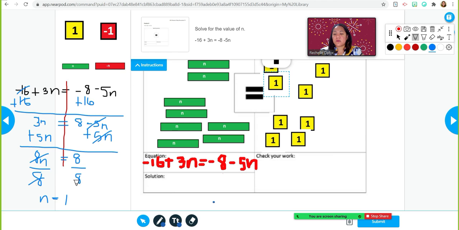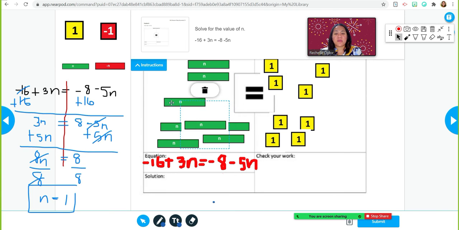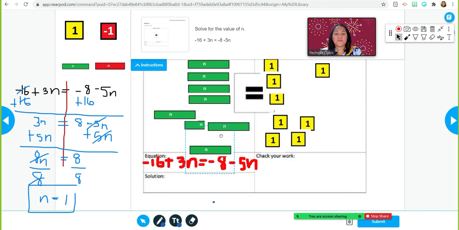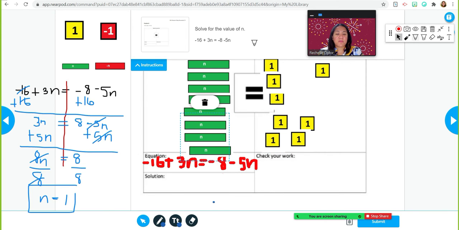I hope I tried my best to make it slower so that you can follow through, right? So each of the n will have a value of 1. That's what it means. So 1, 1, 1, 1. It's a matter of doing a nice and neat visualization, but that's how it works. So 1n is equivalent to positive 1, and that's what we get.